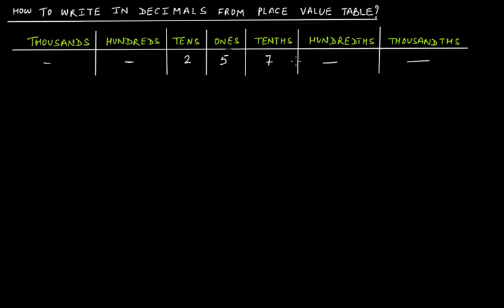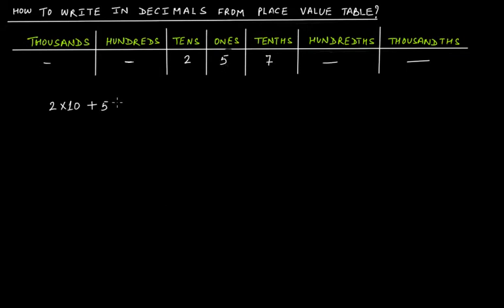Now, if you have to write the decimal representation from the data given here, how will you do this? That's very simple. At the tens place we have 2, right? That means we have 2 tens. Now 2 tens means what? 2 times 10. In other words, the multiplication factor of tens is 10. Therefore, this will be 2 times 10 plus 5 ones. That is, we have 5 ones.